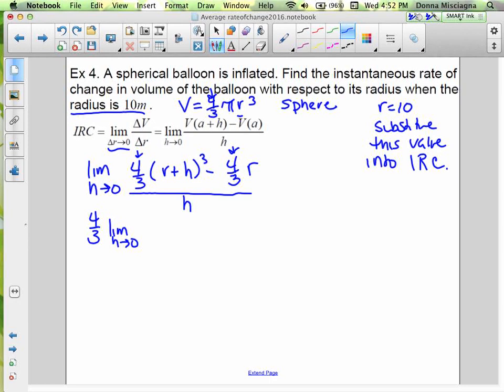Oops, I almost forgot my cube there. Okay. And now at least that's one thing we don't have to deal with. Right? We don't have to distribute that 4/3 all the way through and then combine our terms. Right? So we'll just distribute it at one time. So now we have r plus h cubed minus r cubed, all divided by h. I'm going to run out of space. Equals 4/3 pi times the limit as h goes to 0.